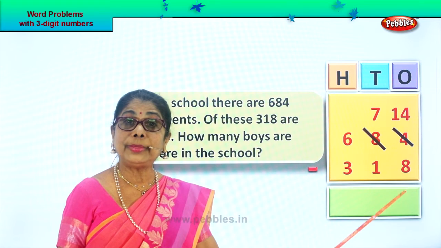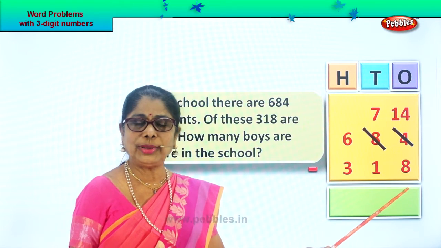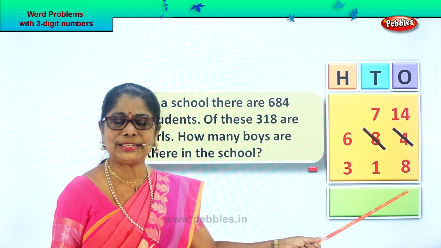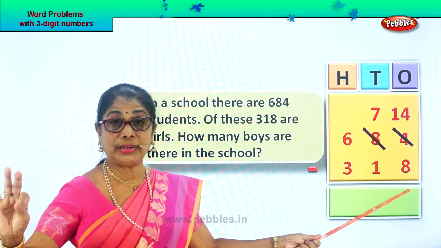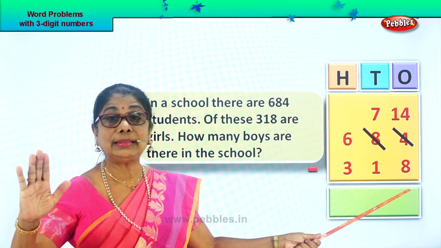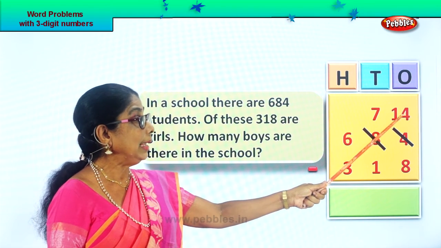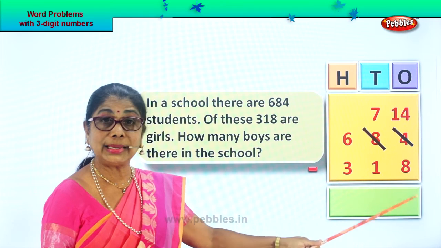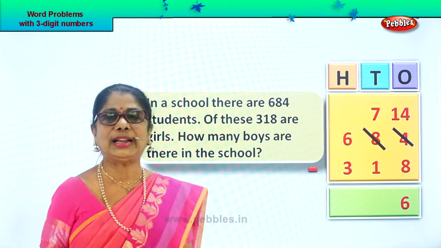14 ones take away 8 ones. 14 minus 8. What do you get? After 8: 9, 10, 11, 12, 13, 14. That is 6. 14 minus 8 gives you 6. So we write 6 in the ones place.